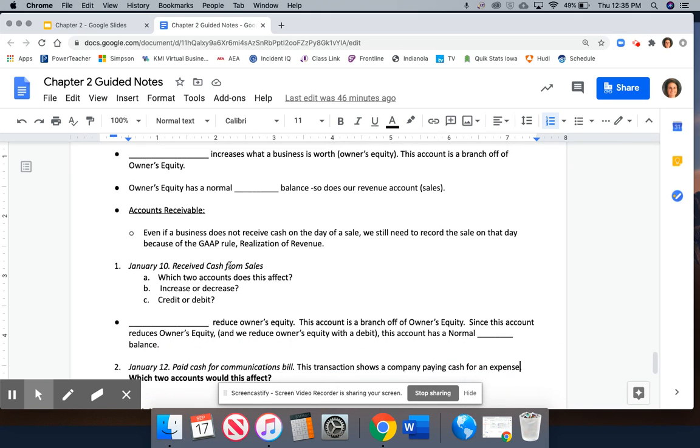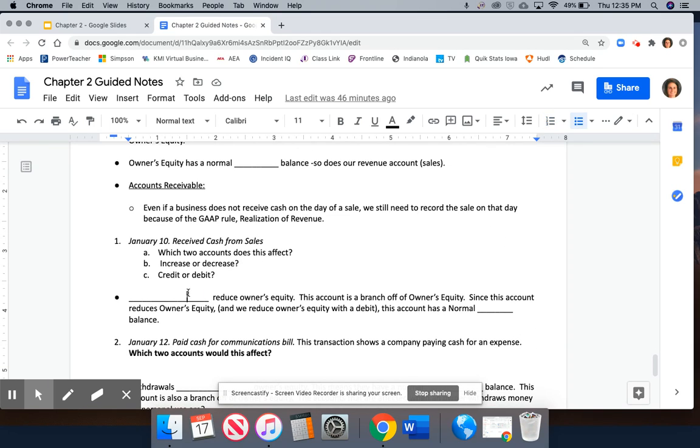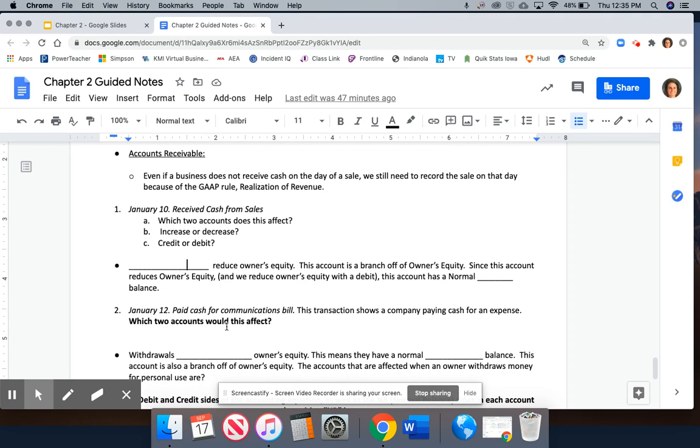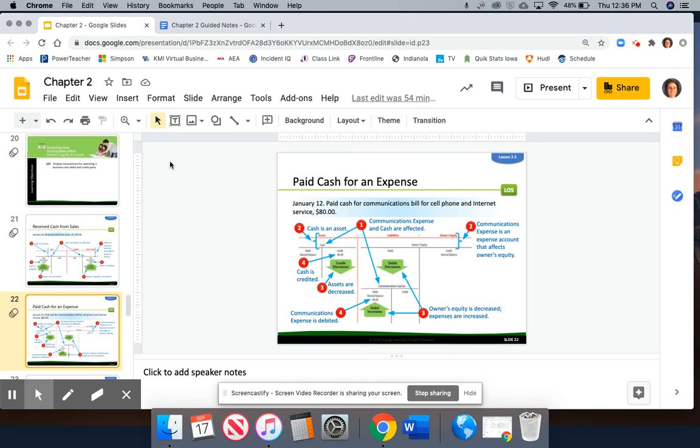Now we're going to move on to expenses. So right here, expenses reduce owner's equity. So it's an account that is a branch off of owner's equity. So now we're being more specific. We reduce owner's equity with a debit. Okay, so the account has a normal debit balance. So our next transaction here, we paid cash for a communications bill. That would be an expense. This transaction shows a company paying cash for an expense.